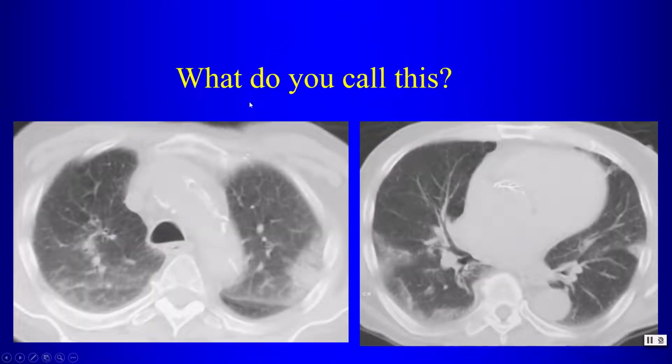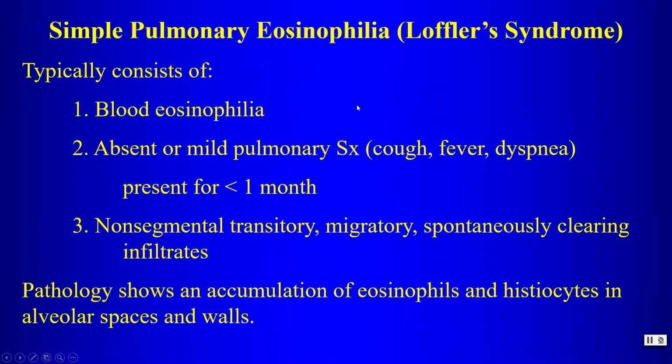So what do we call this if we have consolidations, especially if they are peripheral and migratory, when we're dealing with eosinophilic lung disease? Well, this represents simple pulmonary eosinophilia or Loeffler syndrome. So this consists of blood eosinophilia. Pulmonary symptoms are usually mild, and the important thing is that the symptoms are present for less than a month.